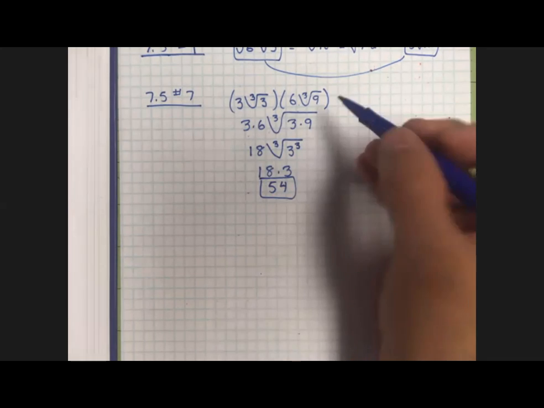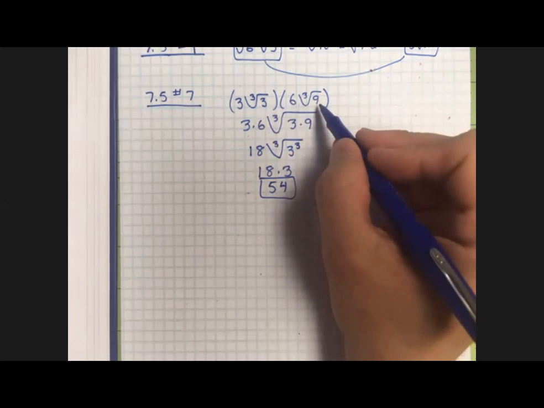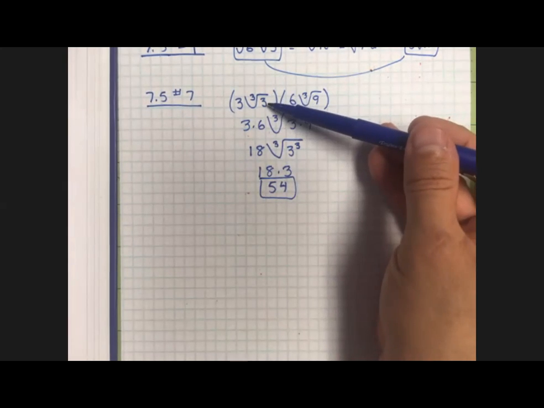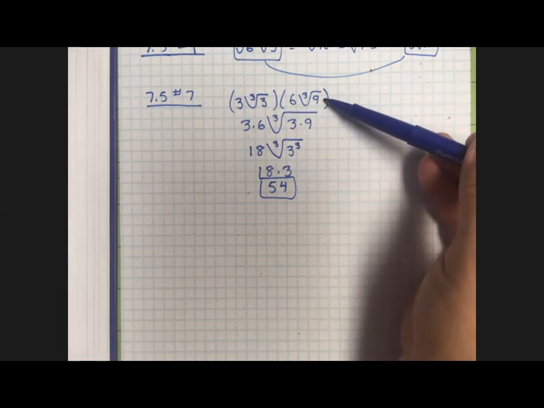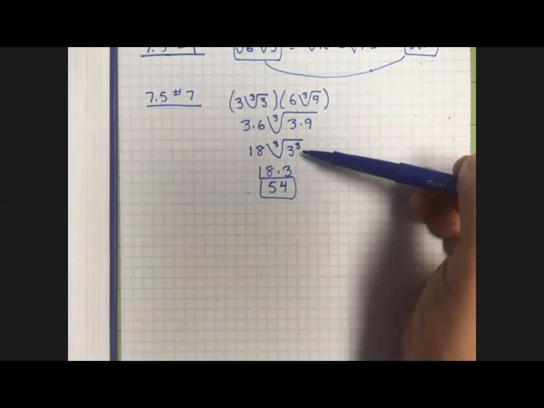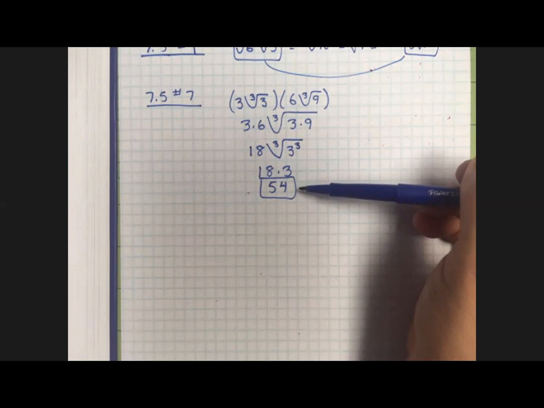You see what happened? I kind of filled up the root. I had 2 cube roots that were not full. I didn't have enough powers of 3 to escape in either case. But when I multiplied them together, it filled up the cube root, and the whole thing became an expression with no root in it.